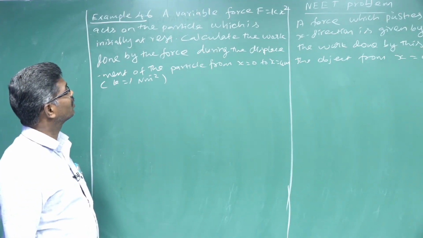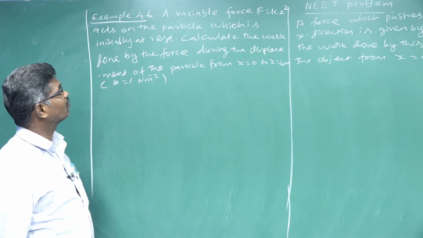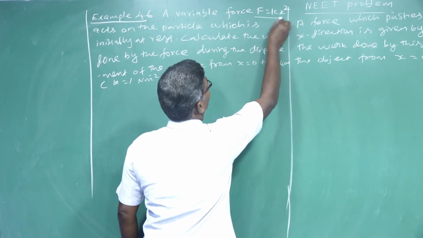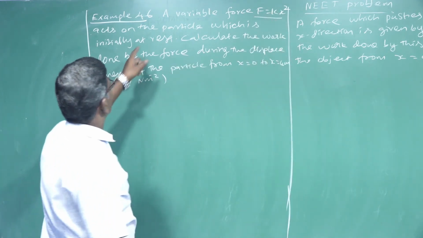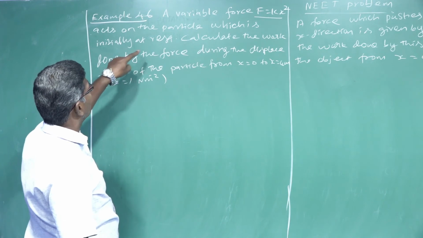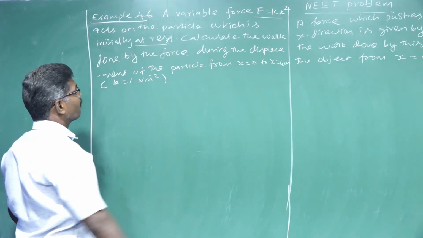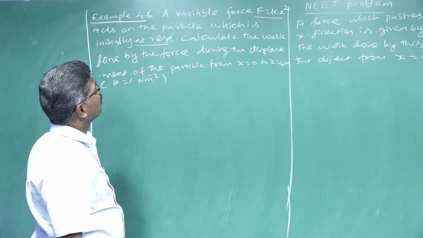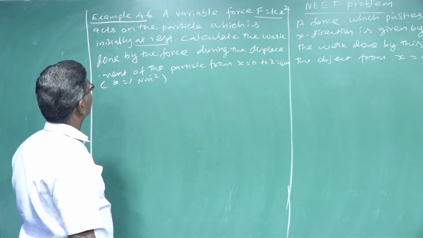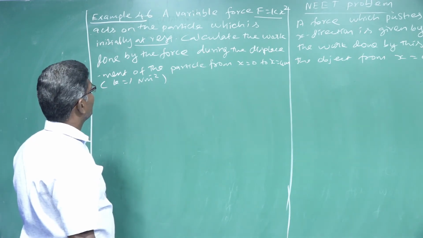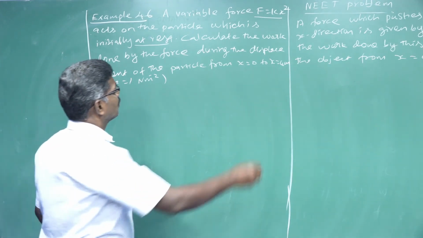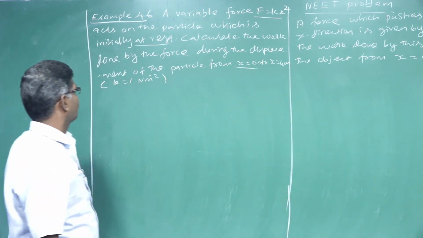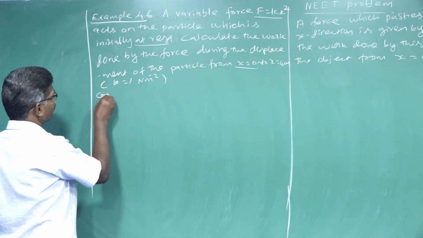Okay. Next we are going to see example 4.6. A variable force F is equal to kx squared acts on a particle which is initially at rest. That's why the initial displacement is 0. Then we are going to calculate the work done by the force during the displacement of the particle from 0 meters to 4 meters. So we are going to take the given data.